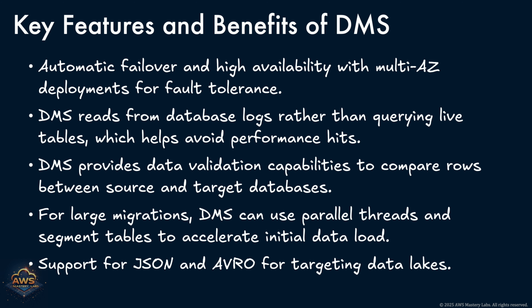AWS Data Migration Service offers a rich set of features that go beyond just moving data from point A to point B. One of its most powerful capabilities is automatic failover and high availability. By deploying replication instances in a multi-AZ configuration, DMS ensures that if one availability zone goes down, another picks up the workload seamlessly, helping maintain uptime and data continuity.